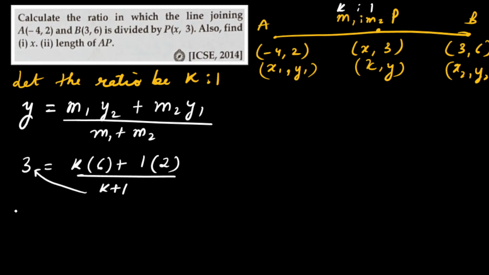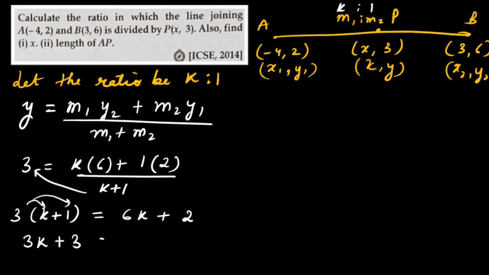Now we'll simplify. This k plus 1 will shift to the other side. Here it's getting divided, so when we shift it to the other side, it will get multiplied. Please multiply it with both. 3 you have to multiply with k as well as 1, so it's better to write it in brackets. 6 into k is 6k, 2 into 1 is 2. So 3k plus 3 is equal to 6k plus 2.